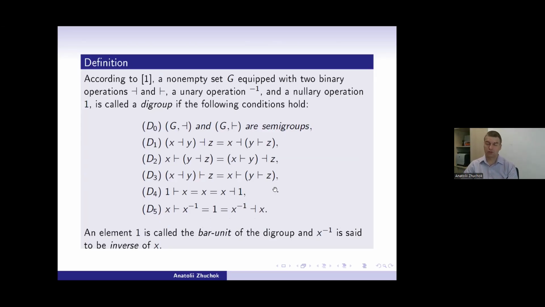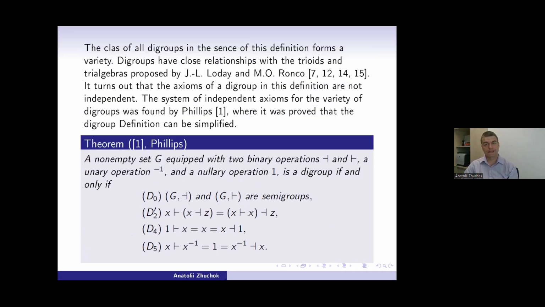Because we use here a unary operation and a nullary operation, we have a variety, and so we have a free object.